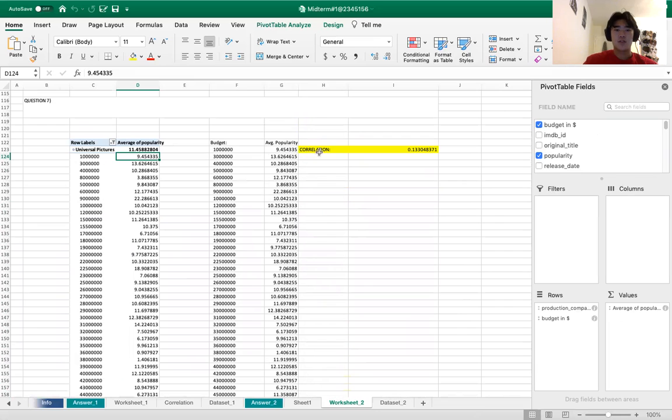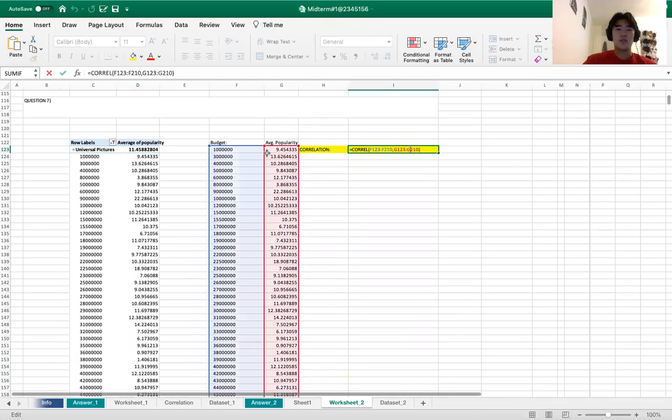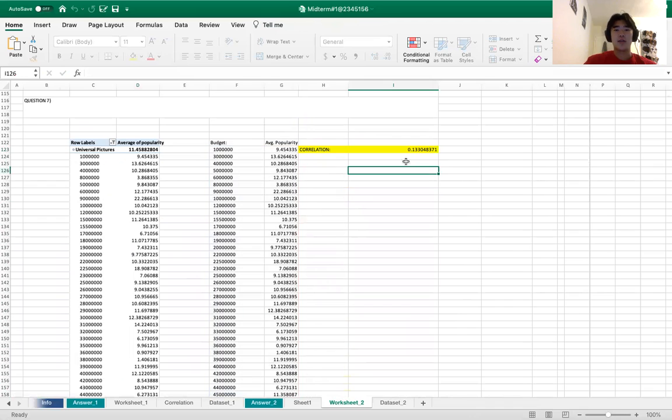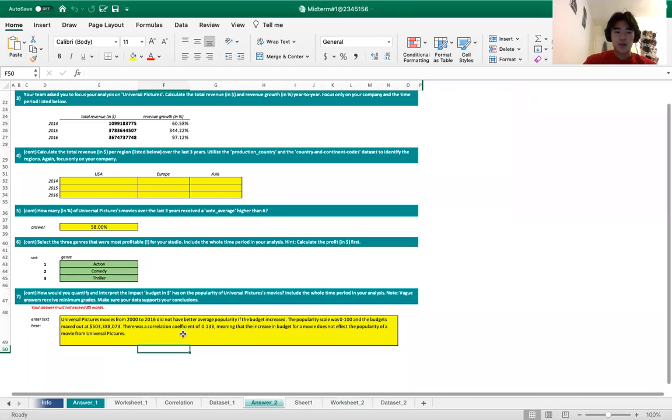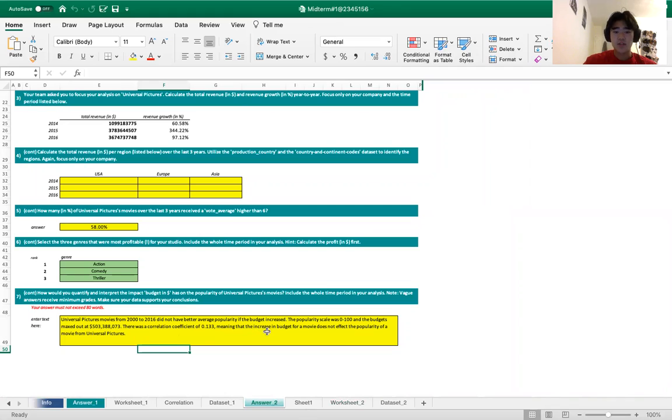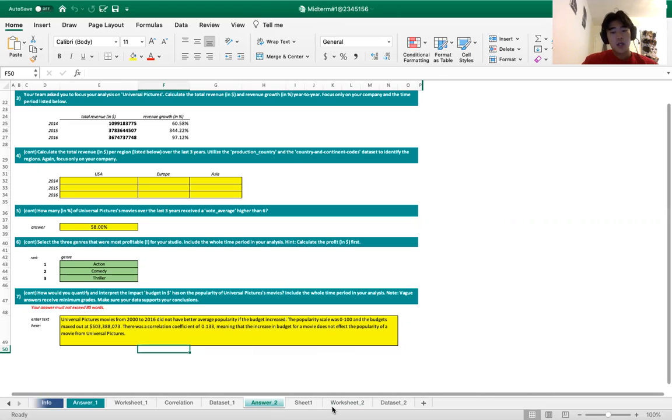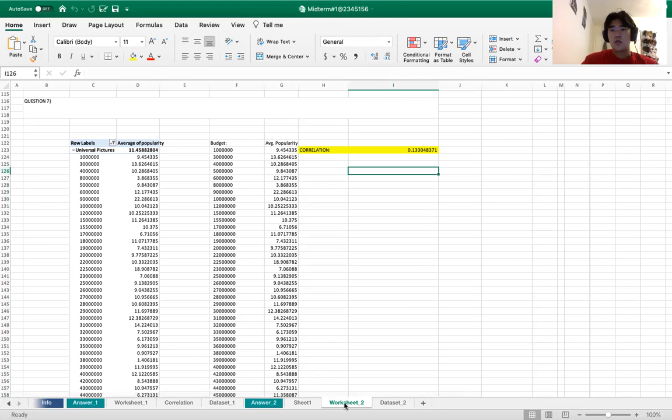And when I created a correlation coefficient through these 2 arrays, budget and average popularity, it gave me a very low number, 0.133. And this 0.133 means the increase in budget for the movie does not affect the popularity of the movie for Universal Pictures. Since the correlation coefficient is so low, there is no trend for you to say that the budget of the movie, as it goes up, will increase the average popularity. You can't say that for this case. And yeah.